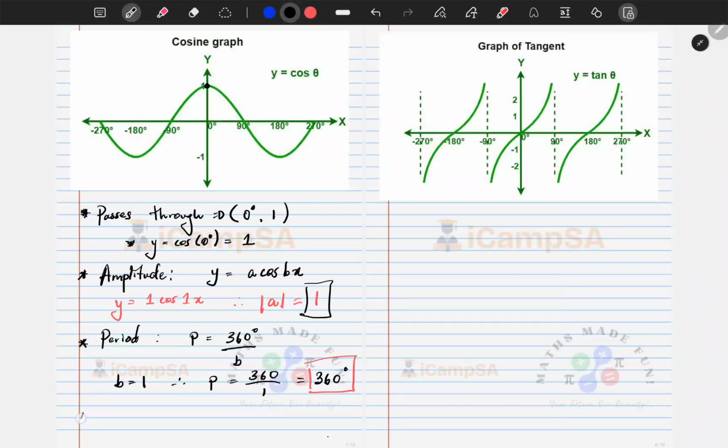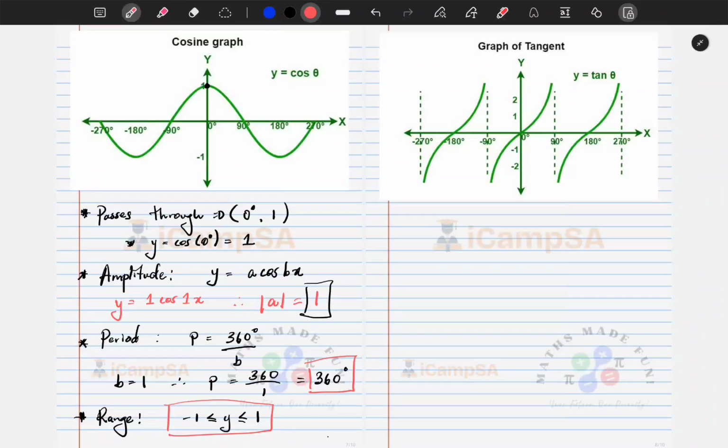Now the last one is going to be your range. The range is also going to be the same. It's going to be -1 ≤ y ≤ 1, right? So now you have your range. Great.